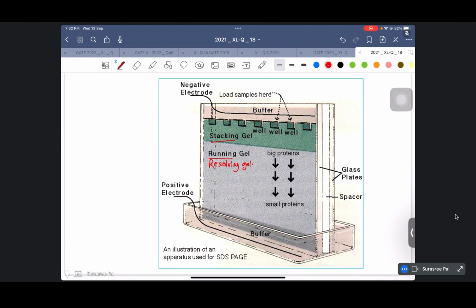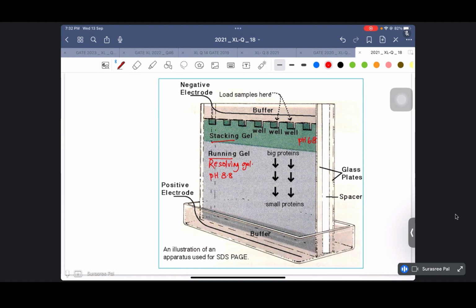Yes, the pH is different. In the stacking gel the pH is 6.8, whereas in the resolving gel the pH is 8.8. Why are we making such differences? Because anyway the proteins are going to be running through the whole gel. This difference is because in the stacking gel we want the proteins to be stacked in a particular line. It should form a line in the stacking gel.